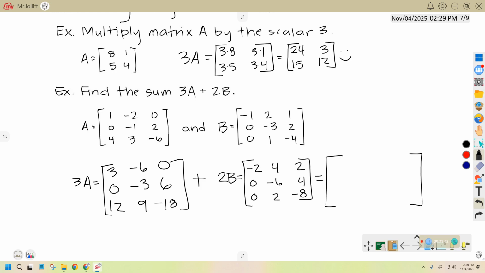So 3 plus negative 2 is 1. Negative 6 plus 4 is negative 2. 0 and 2 is 2. 0 and 0 is 0. Negative 9, 10, 12, 11, negative 26. I see some nodding. Yay. So far, so good. Not too scary. Good.